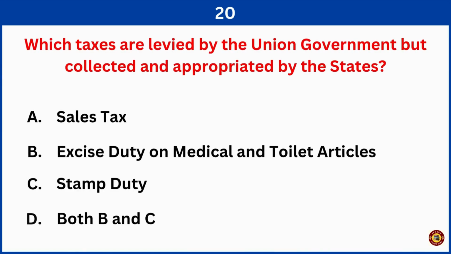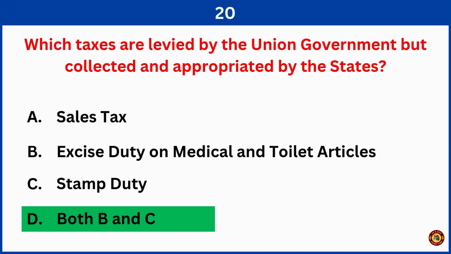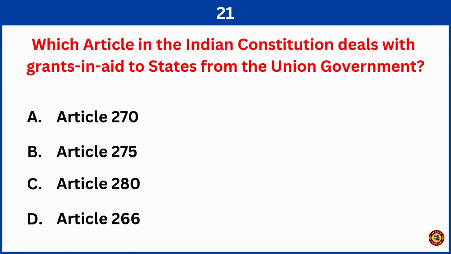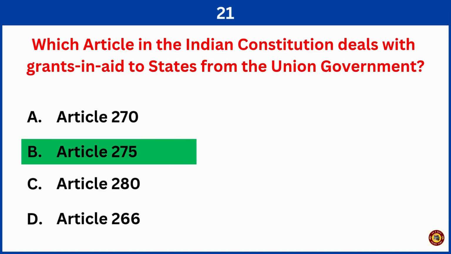Which taxes are levied by the union government but collected and appropriated by the states? Right answer is option D, both B and C: excise duty on medical and toilet articles and stamp duty. Which article in the Indian Constitution deals with grants in aid to states from the Union government? Right answer is option B, Article 275.